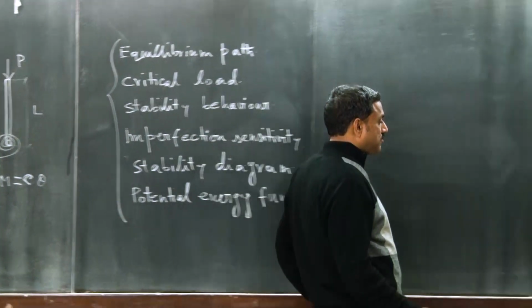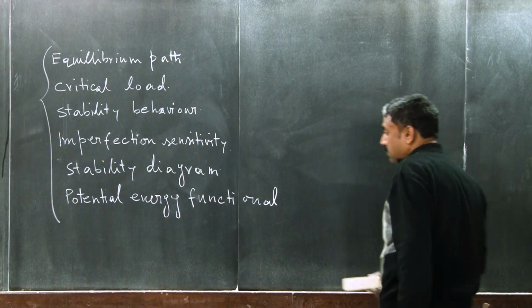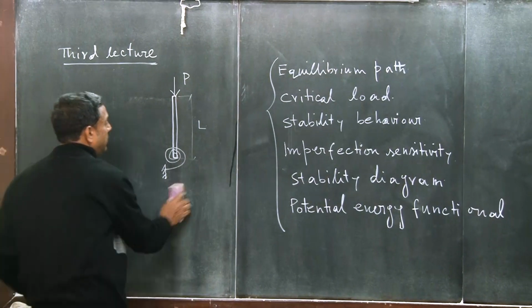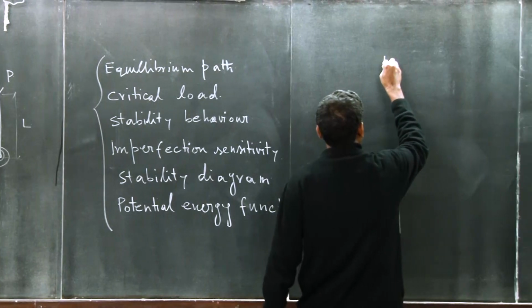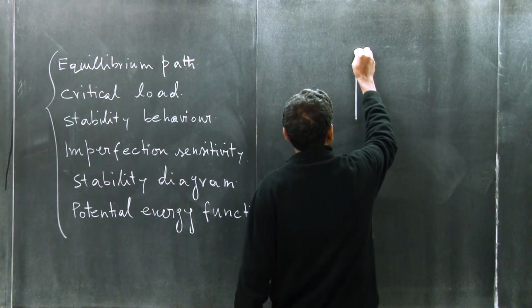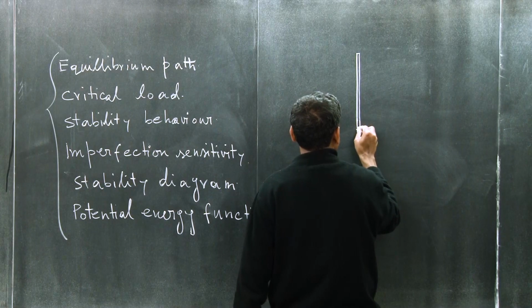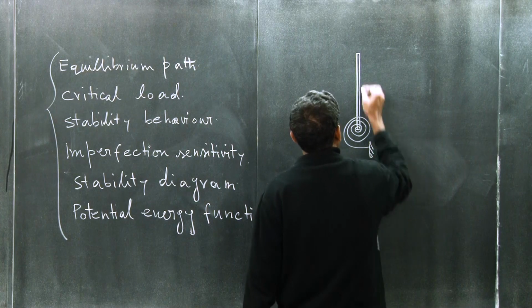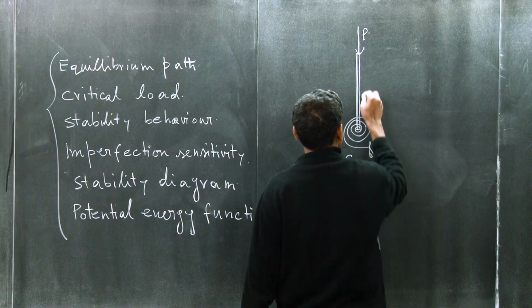So for this system, to analyze its stability, what is the first thing to do? The first thing is to redraw the figure here. This is a rigid bar, connected to a rotational spring and subjected to load P, with rotational stiffness C and length L.